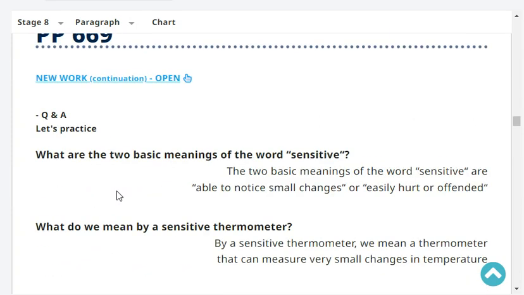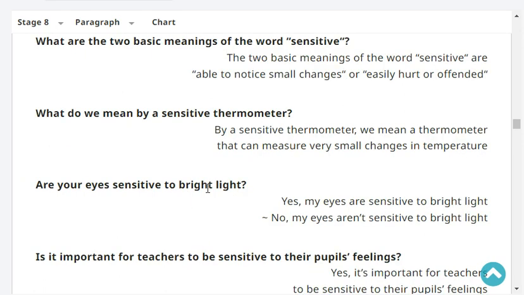What are the two basic meanings of the word sensitive? The two basic meanings of the word sensitive are able to notice small change, or easily hurt or offended. Very good.